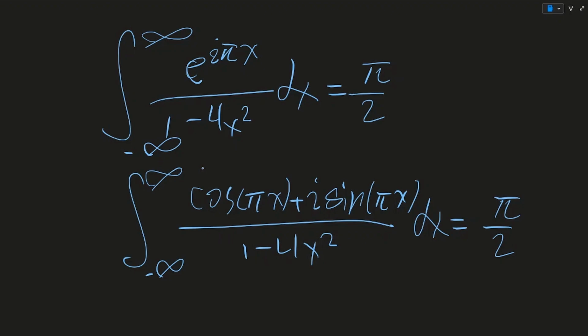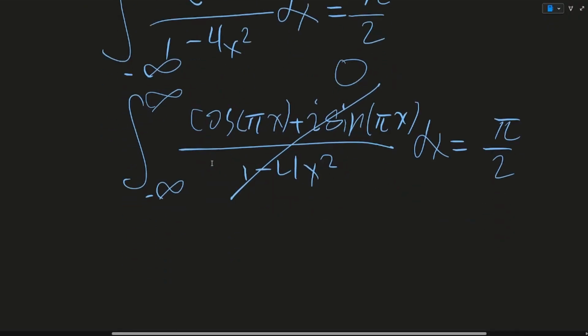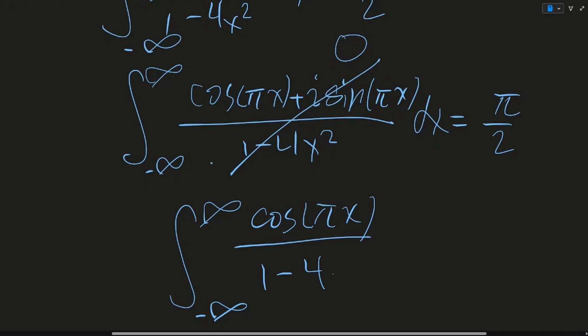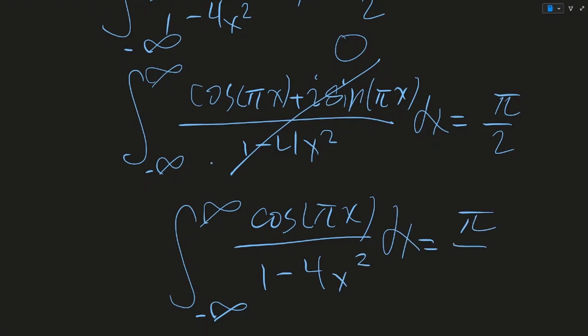So if we're talking about the integral along the real line of i times sine of pi x over 1 minus 4x squared, that's actually 0, because sine is not an even function, it's an odd function. And we know that the integral along the whole real line of any odd function is simply equal to 0. So that leaves us with just the integral along the whole real line of cosine of pi times x over 1 minus 4x squared with respect to x, which is equal to pi over 2.